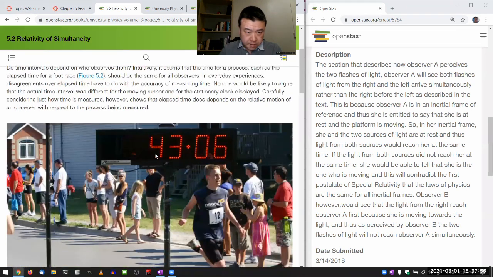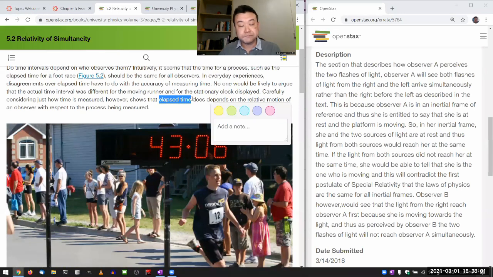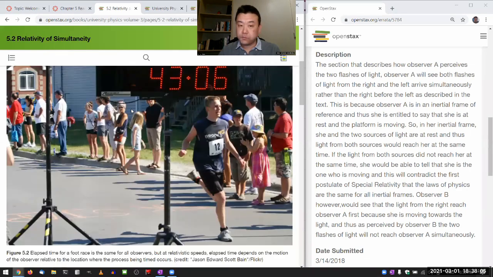And I want to make this a little bit broader. It's not about elapsed time alone. It's about simultaneity, as the section says, relativity of simultaneity. And we'll get to that.